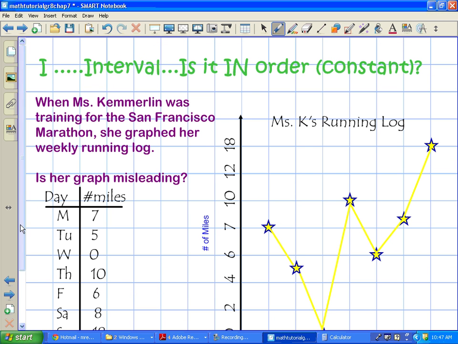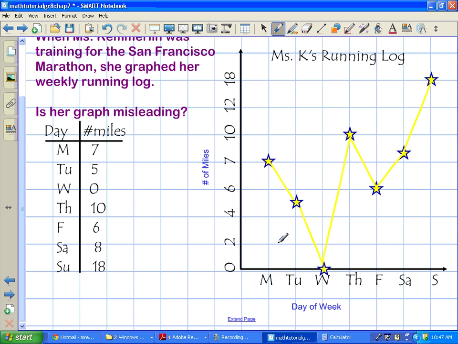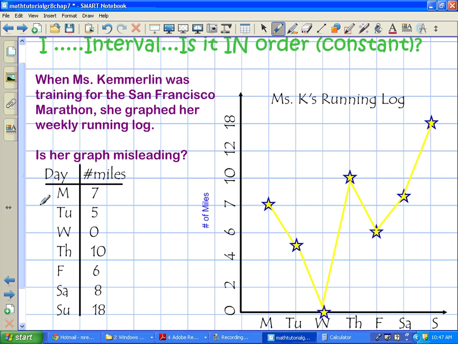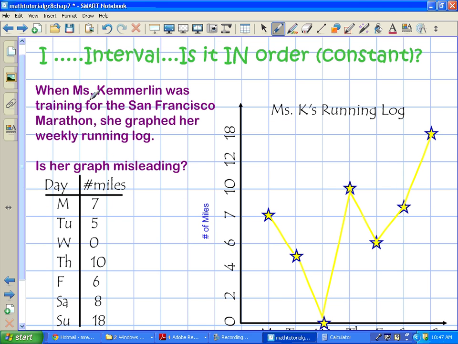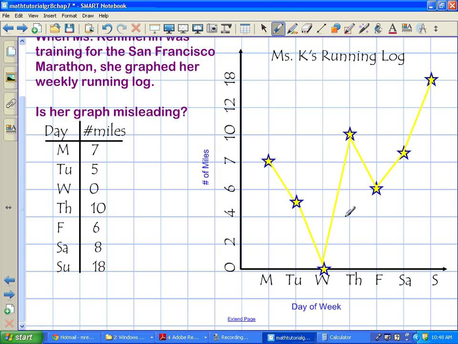Okay, the interval, you've got to watch what they're doing down there. You've got Monday, Tuesday, Wednesday, Thursday, Friday, Saturday, and Sunday. And it says, when Mrs. Kimmerlin was training for the San Francisco Marathon, she graphed her weekly running log. Is it in order? Well, let's look at it.